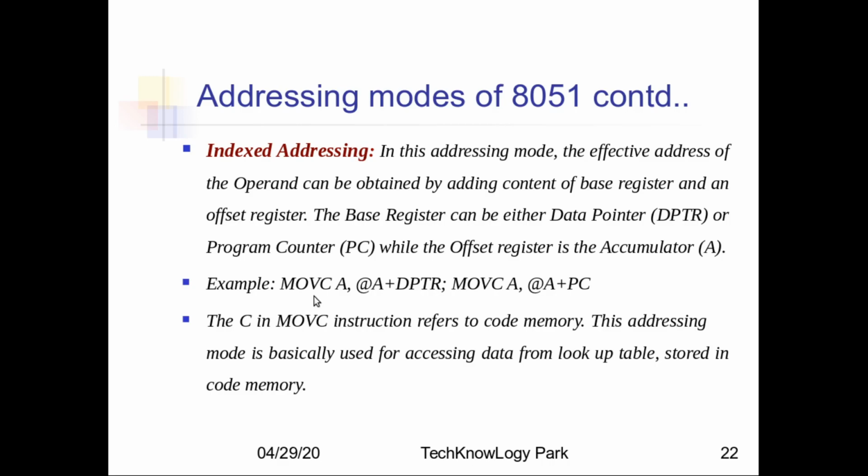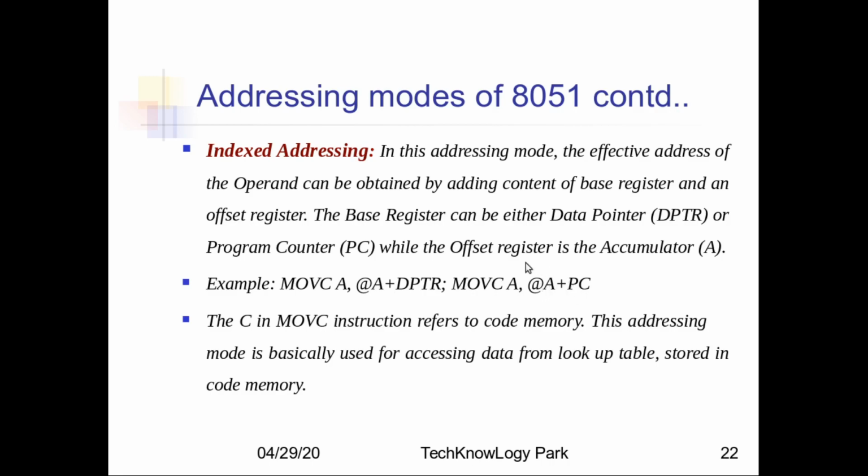Okay, so the meaning here is: add the content of the accumulator and DPTR to get the address, go to that address, fetch the data, and store it in the accumulator itself. And here it is: add the content of PC and accumulator, whatever total address we get, go to that address, fetch the data and store it in the accumulator. Here, if we increase the accumulator every time, the DPTR becomes the base register and the accumulator becomes the offset, meaning from this address how many bytes I should go.